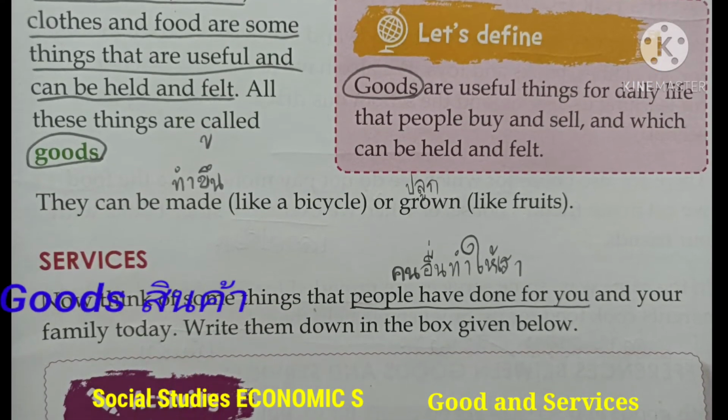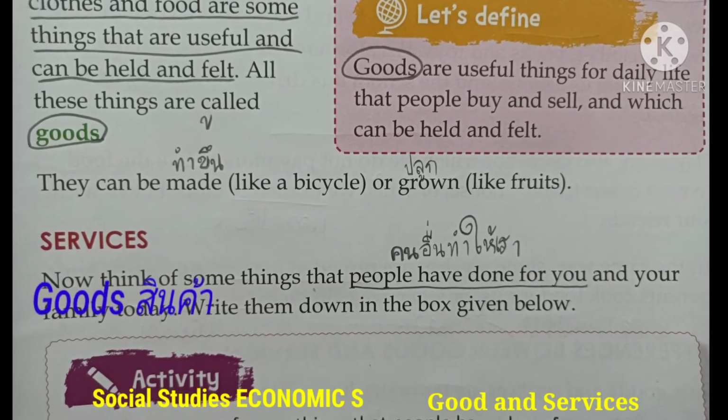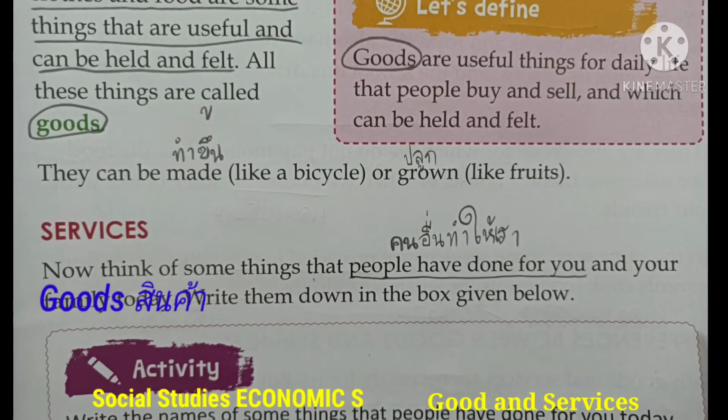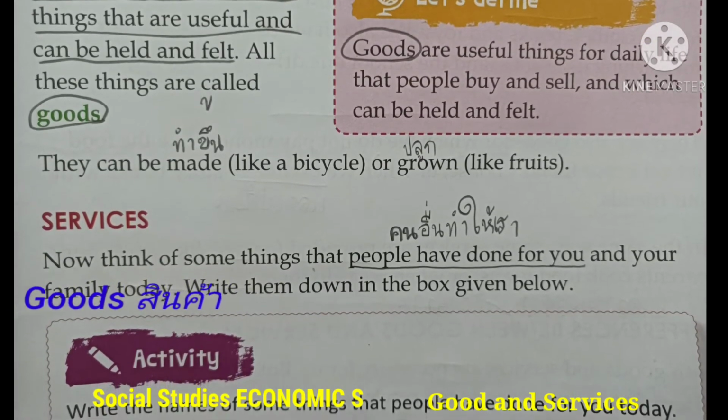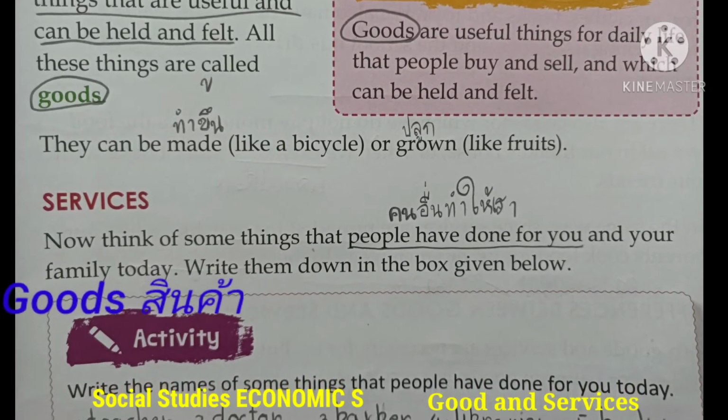Let's define goods: goods are useful things for daily life that people buy and sell, and which can be held and felt. They can be made, like a bicycle, or grown, like fruits.